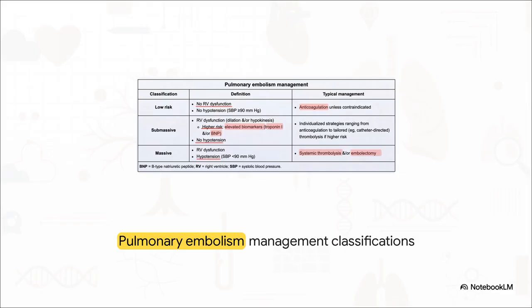Breaking that down, low-risk PEs just get standard anticoagulation. Submassive PEs need highly individualized strategies and close monitoring. But massive PEs, those demand aggressive reperfusion right away, with systemic thrombolysis or even surgical embolectomy if thrombolytics fail or the bleeding risk is just too high.